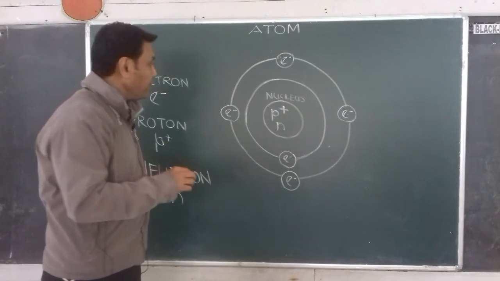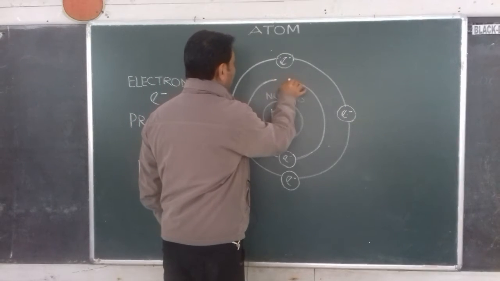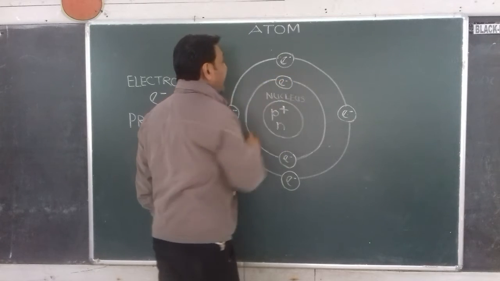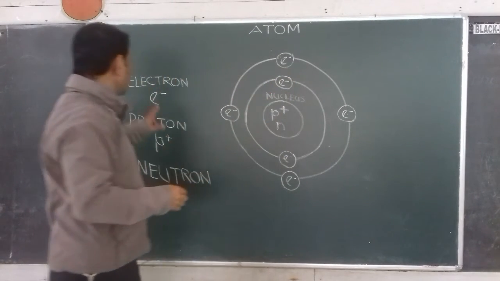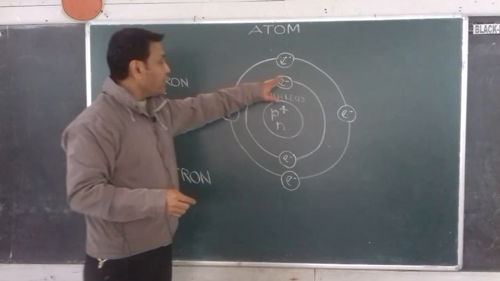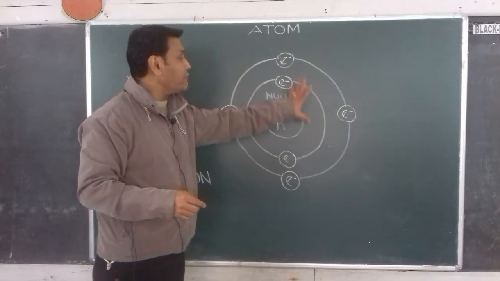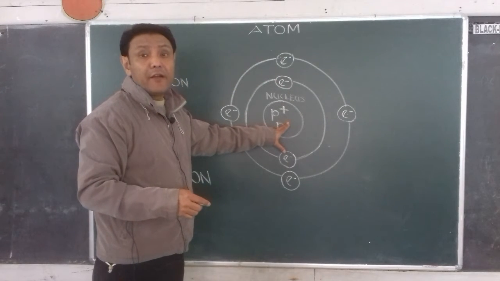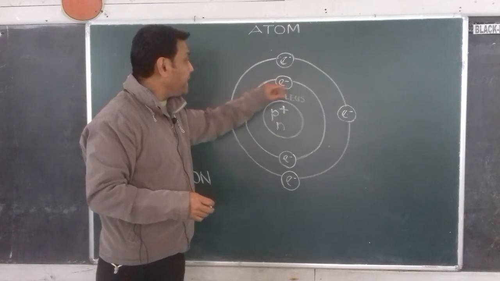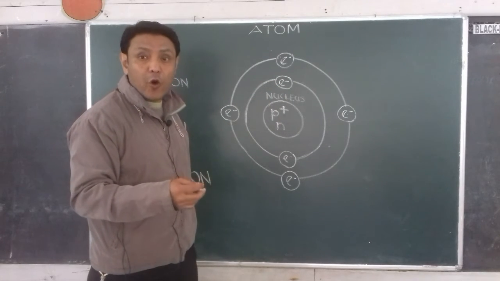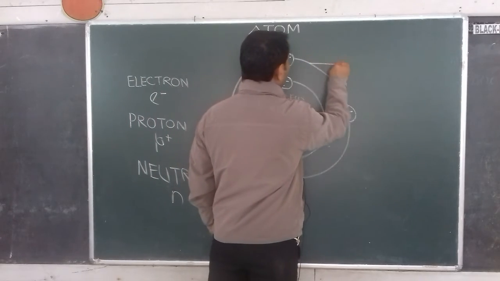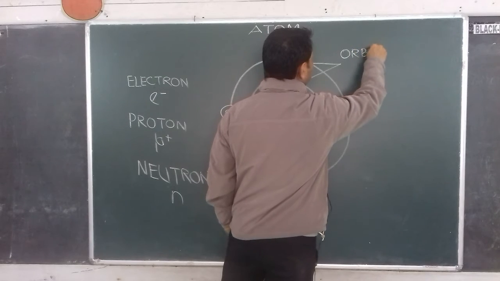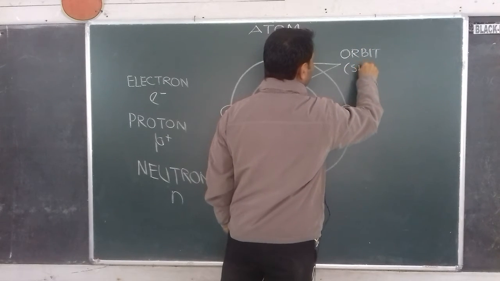All right. Now, around the nucleus, we have very, very light particles, which are negatively charged, and they are called electrons. So electrons revolve around the nucleus with a very high speed in a fixed path called an orbit, or we call it a shell.